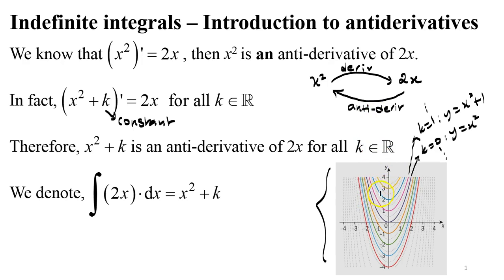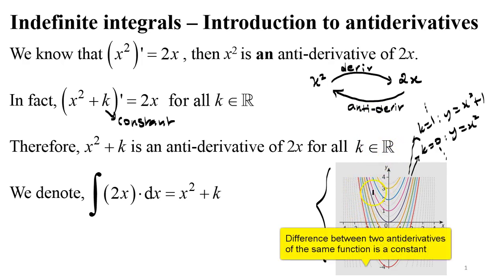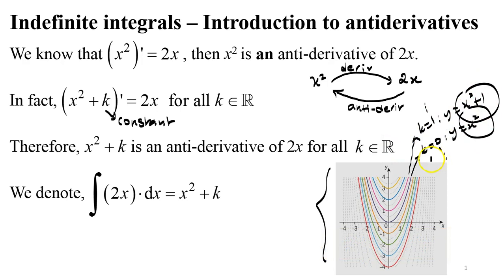So the difference between two antiderivatives of the same function is a constant. For example, if I were to subtract x squared plus 1 from x squared, that difference is a constant. Since x squared plus k is an antiderivative of 2x, this is how we would denote it. This is the integral notation.